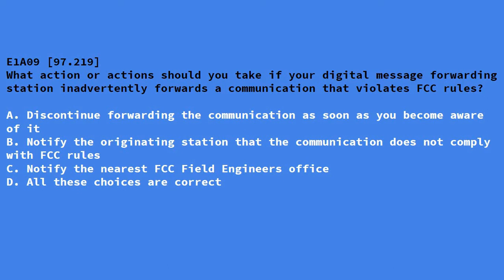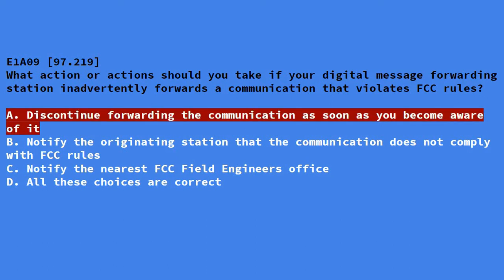E1A09, what action or actions should you take if your digital message forwarding station inadvertently forwards a communication that violates FCC rules? Answer is discontinue forwarding the communication as soon as you become aware of it.